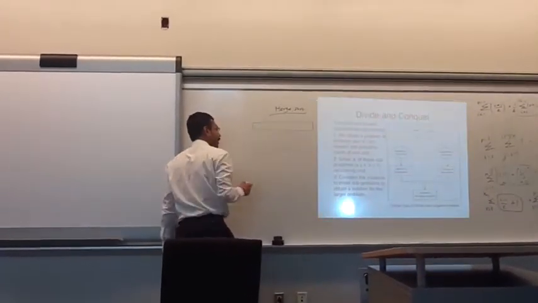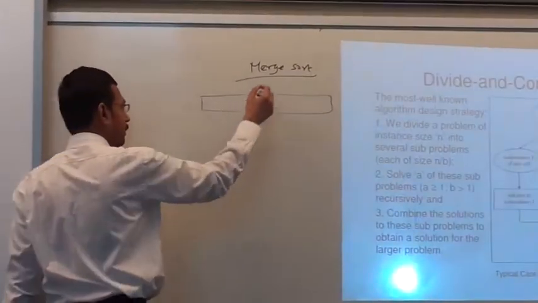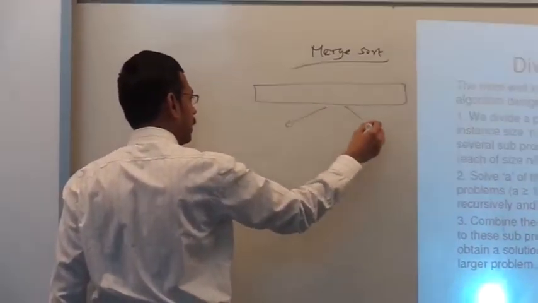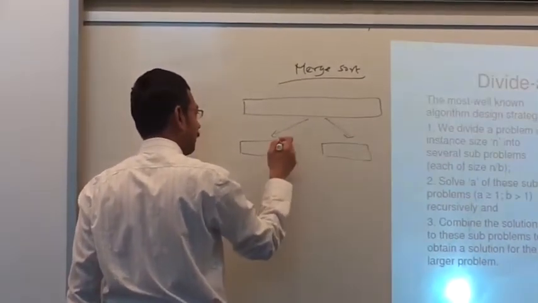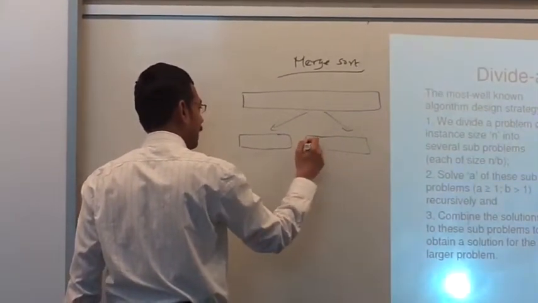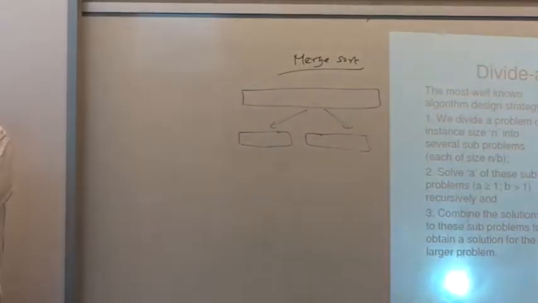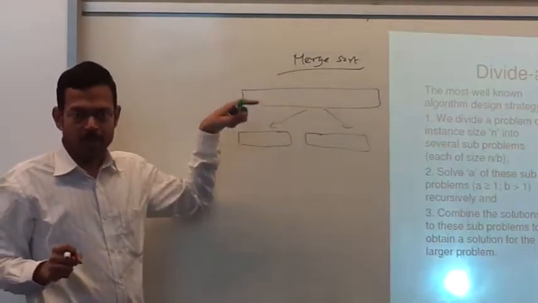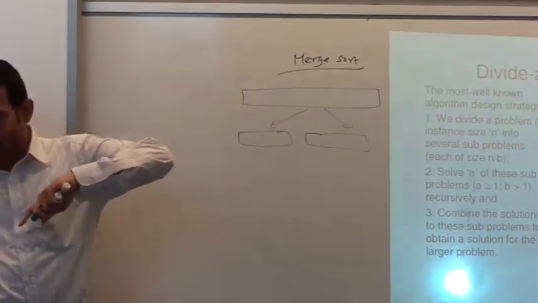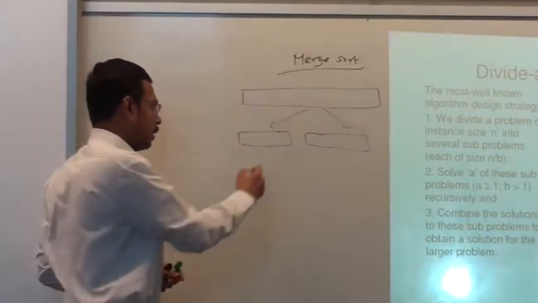You have an array, you're going to divide that into two halves. We have two halves of the array. And what we're going to do is sort the sub-arrays, these two smaller arrays. And then use the solutions, meaning use the two sorted arrays, to sort the bigger array.